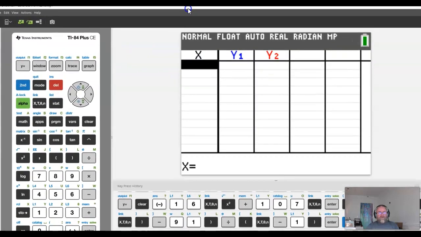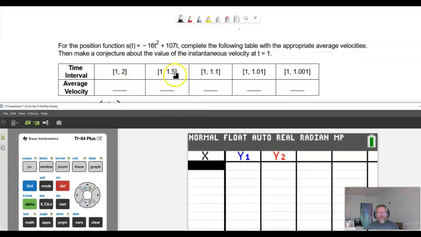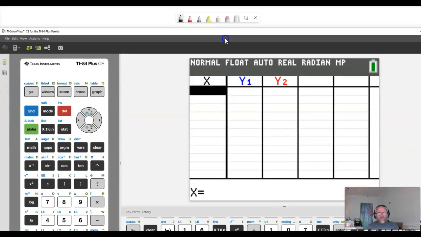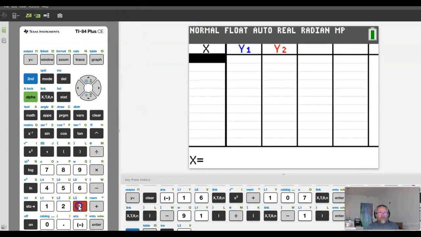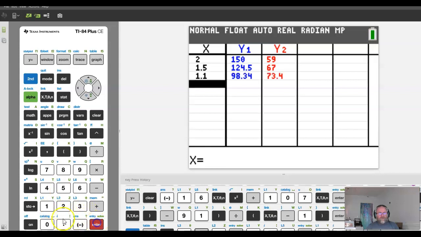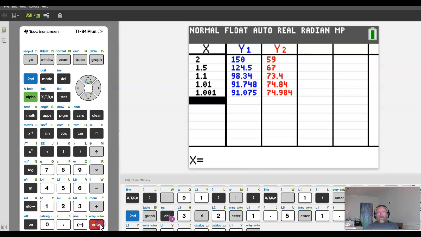Now we're going to go back down here. We have 2, 1.5, 1.1, 1.01, and 1.001. So we just put those values in there. So 2, 1.5, 1.1, 1.01, and 1.001. Alright, so this is what we get here.